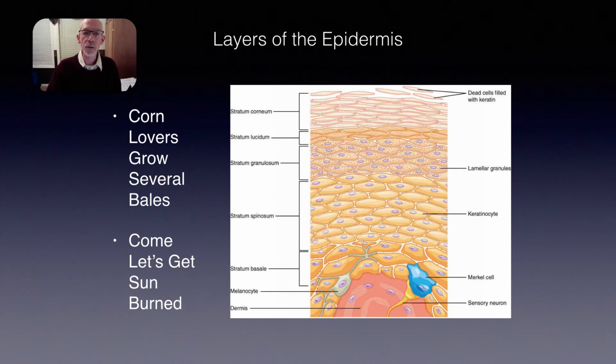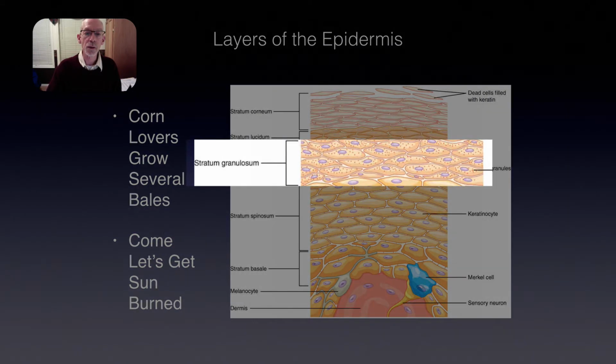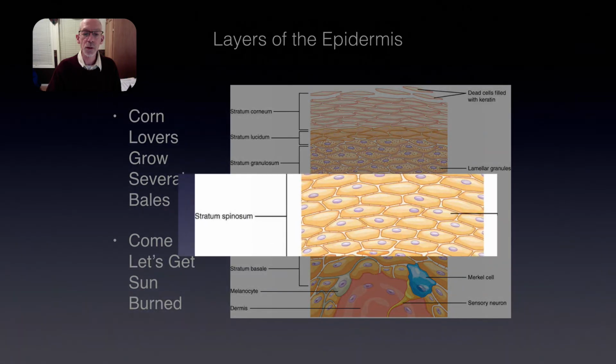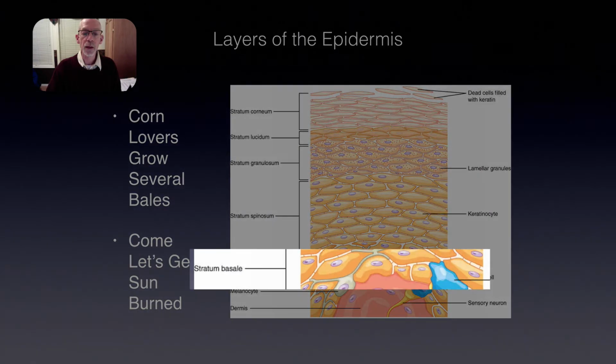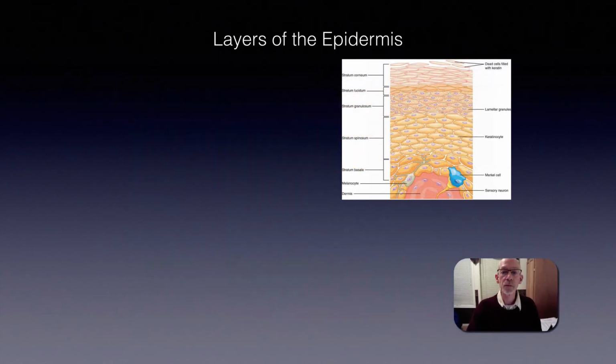There are 5 layers of the epidermis, and there are a couple of mnemonic devices that you can use to remember their names. Corn lovers grow several bales, or come let's get sunburned. These terms refer to stratum corneum, stratum lucidum, stratum granulosum, stratum spinosum, and stratum basale. Let's take a look at each of these now.